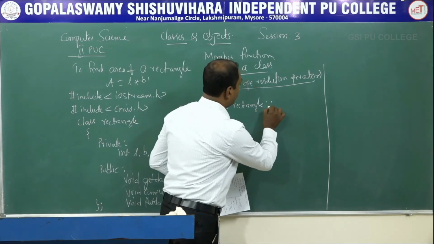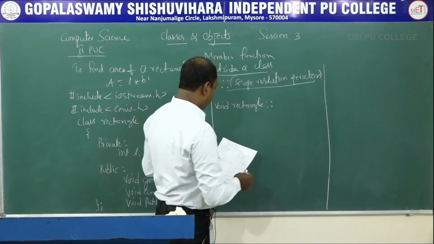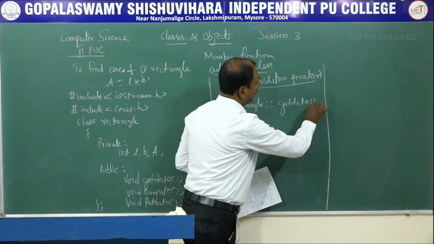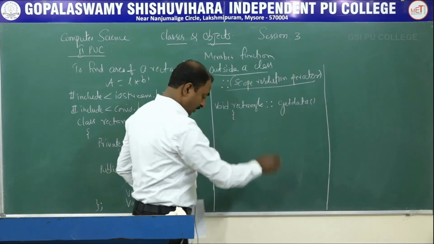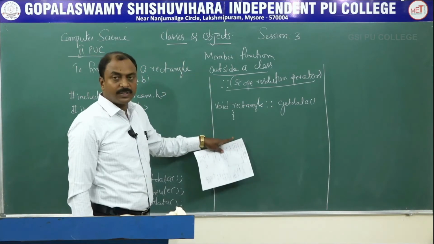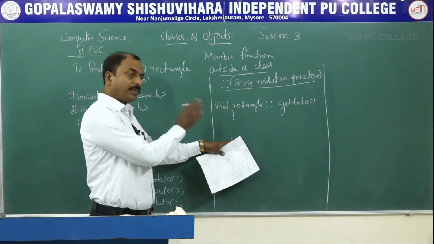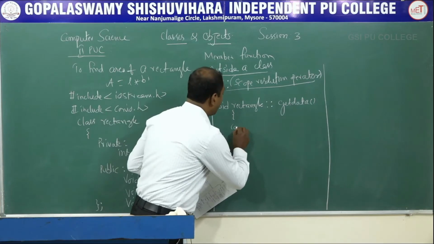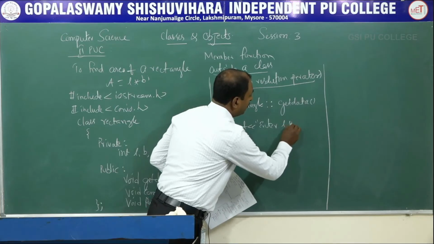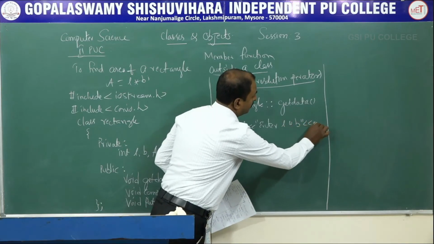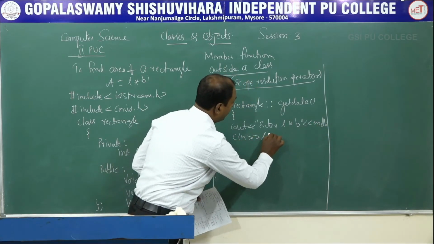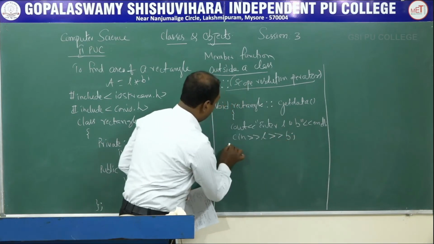Now I am using this operator, and here I am writing the function get data, no semicolon. Now inside this, we are writing the function definition. From here onwards, it is the same statements you used in the previous example. So here I say cout enter L and B, endl, and here cin variable L and variable B.